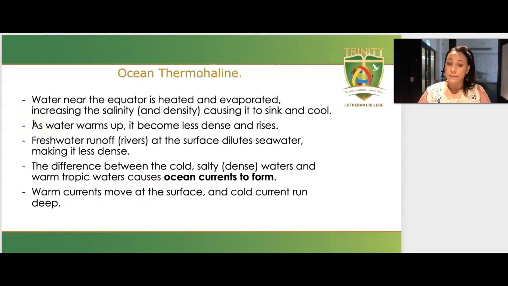As water warms, it becomes less dense and rises. Sometimes we have fresh water at rivers also coming in and diluting the seawater, which makes it less dense and more likely to rise. And it's the difference between that cold, salty, dense water and the tropical water, which is diluted by runoff, it's warm, so it rises. And it's that difference between the two that causes ocean currents to form. We have global currents formed by this thermohaline, the differences between temperature and salinity in the ocean.